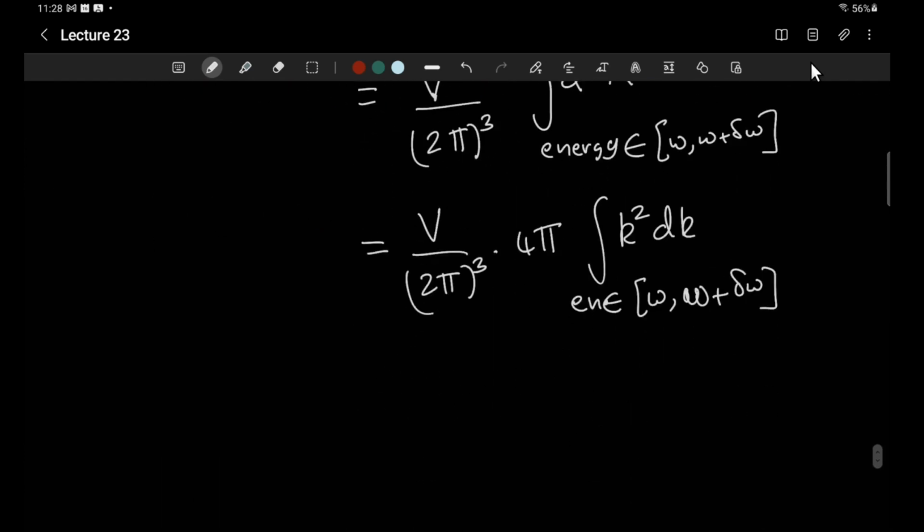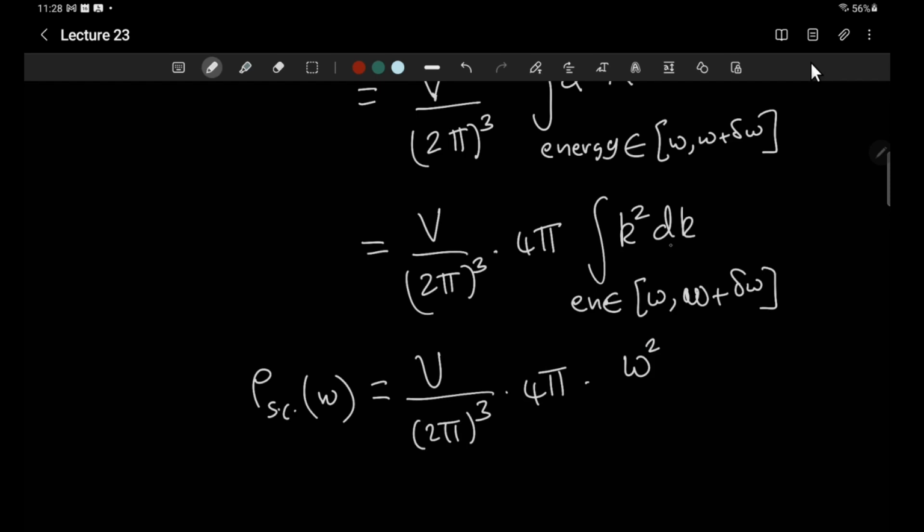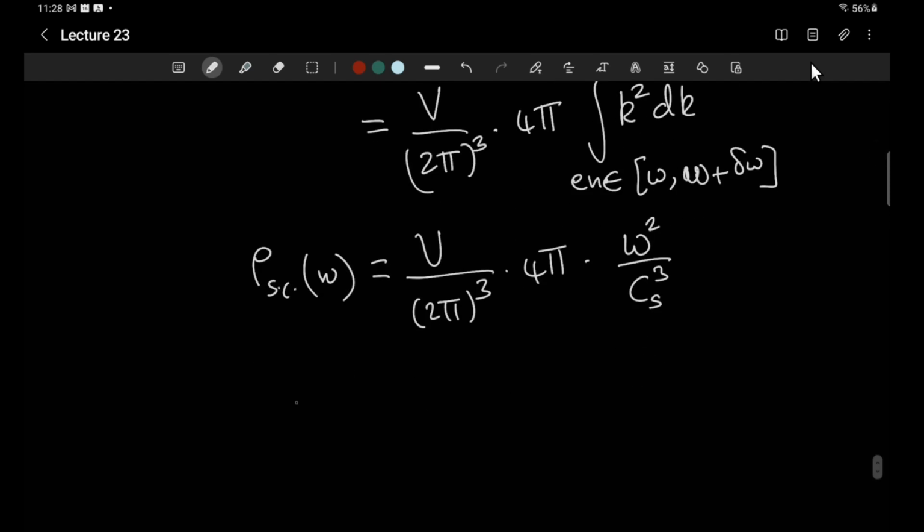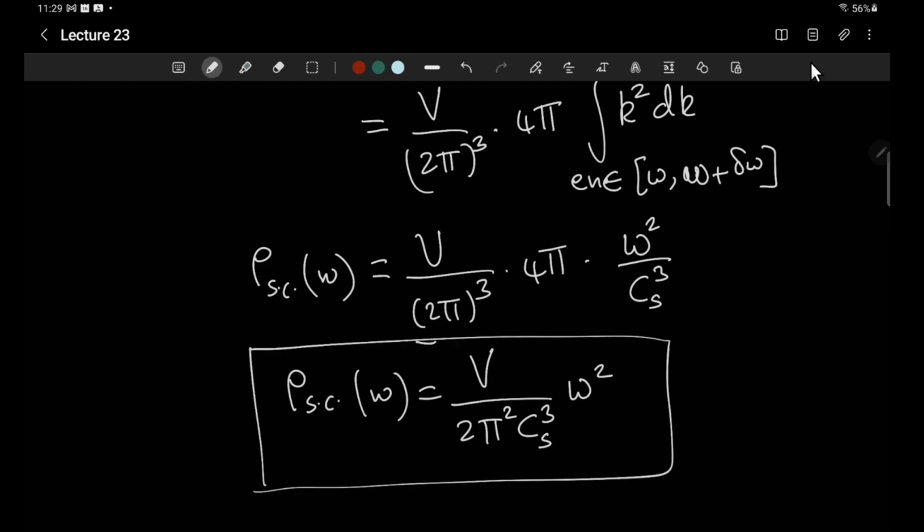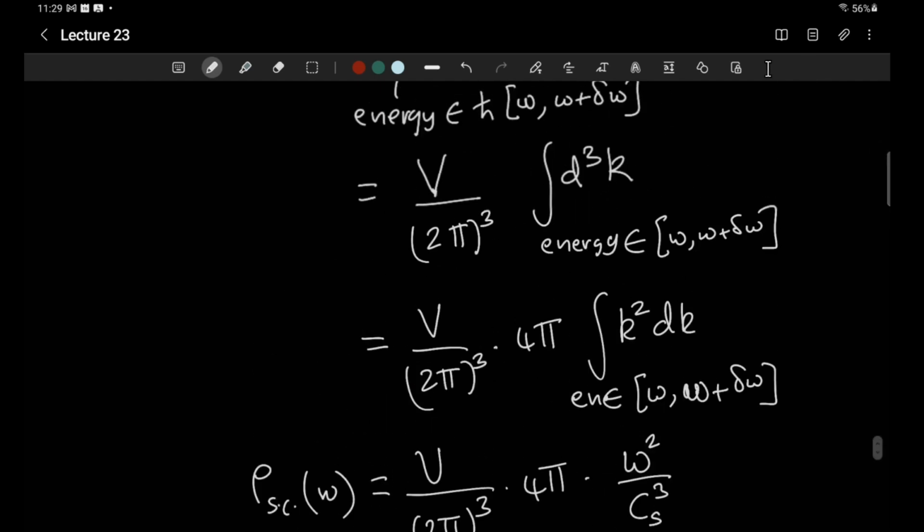So it says that dk will become d omega by Cs, and k squared likewise. So rho semi-classical of omega is V over 2 pi whole cubed into 4 pi into omega squared, and there are 3 powers of c, so divided by Cs cubed. I'll pause here. Does this make sense? So we have an estimate for rho. Let me do some cancellations: 4 pi and there'll be an 8 pi cubed from here, so that will become a half. So we get V by 2 pi squared Cs cubed omega squared. Is this okay? Any questions or comments with regard to this computation?